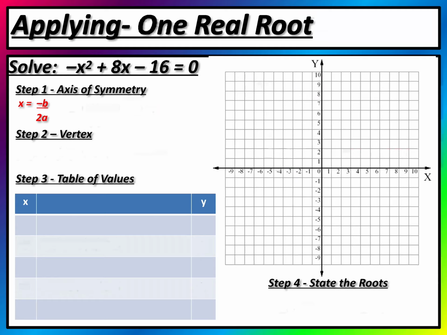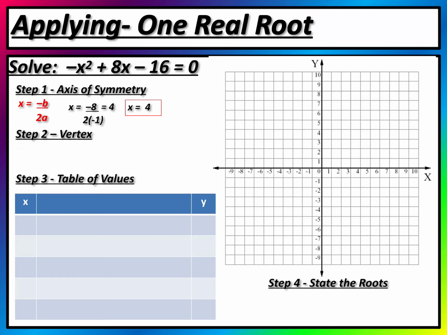Okay, so the process of graphing always starts with the axis of symmetry. And to get the axis of symmetry, we have to start off with our formula. So the opposite of b here is going to be -8. My a value is -1. That's a -1 coefficient on my quadratic term. So when I set up my axis of symmetry, -8 over 2 times -1 is +4. So formally stating my AOS is x equals 4.